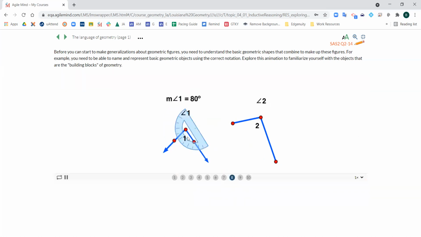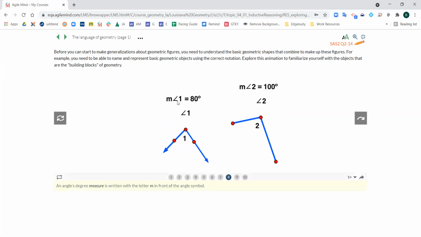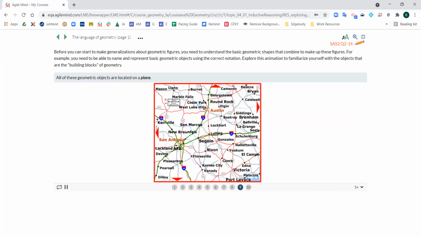Now, when you measure an angle, we usually write that as M angle 1. This M is not pronounced M. This is the measure of angle 1 is equal to 80 degrees. The measure of angle 2 is equal to 100 degrees. Or we could just say angle 1 or just say angle 2. But that M means measure. Don't say M. Say measure of.